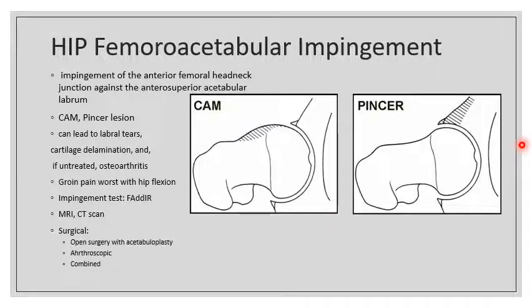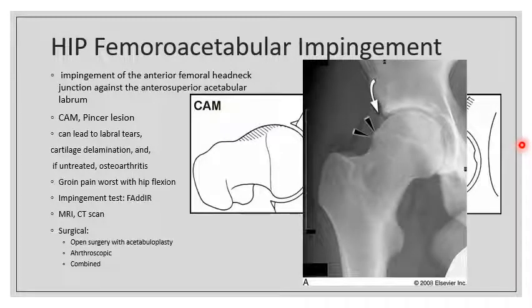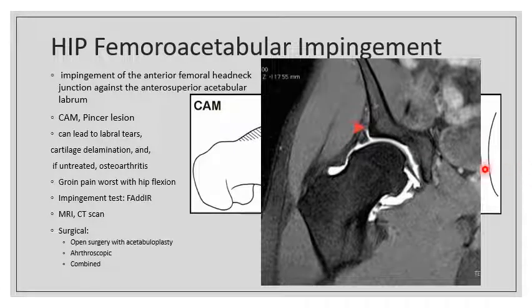So patients would complain of groin pain with hip flexion, and on impingement tests, you have limitations of flexion, adduction, and internal rotation of the hip. And on X-ray, you would see some bony lesion, and MRI and CT scan to see some acetabular overgrowth here. So options are for surgery with acetabuloplasty, arthroscopic removal of those bumps, or a combined approach, either arthroscopy with open surgery.